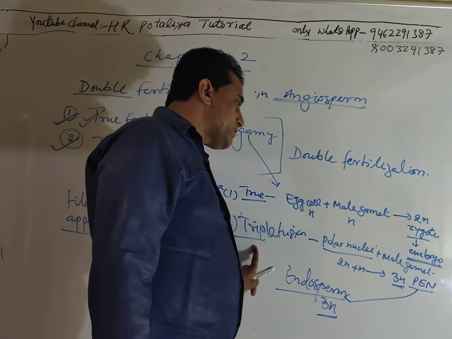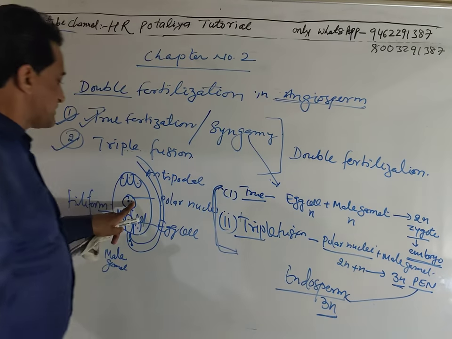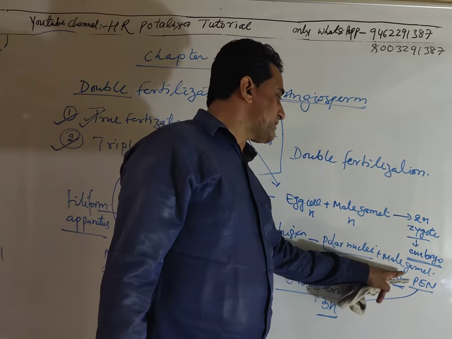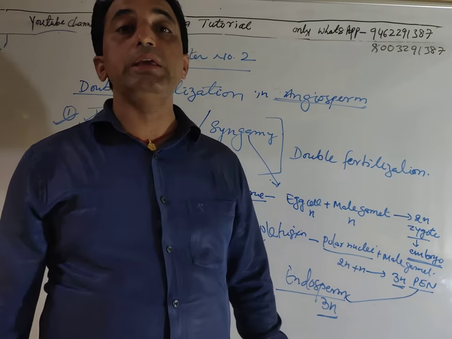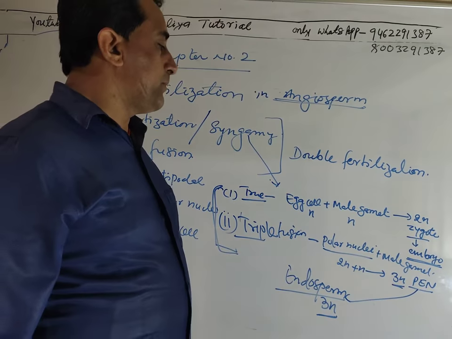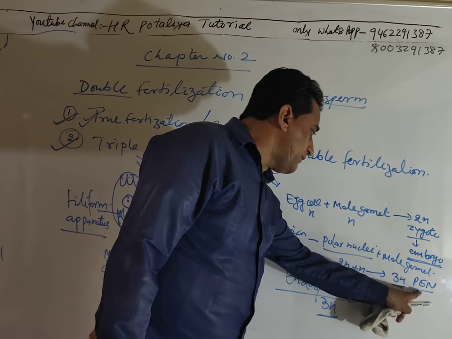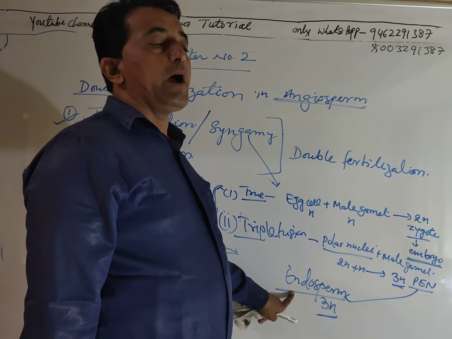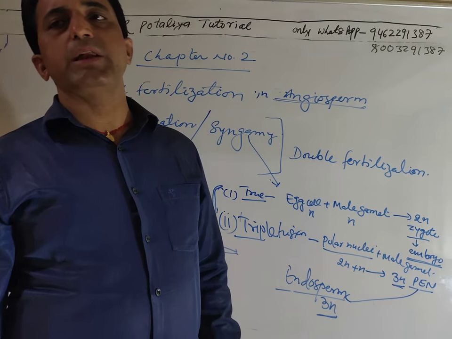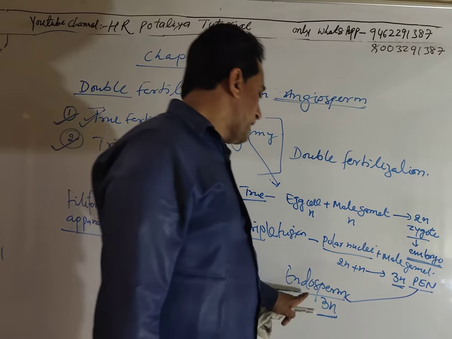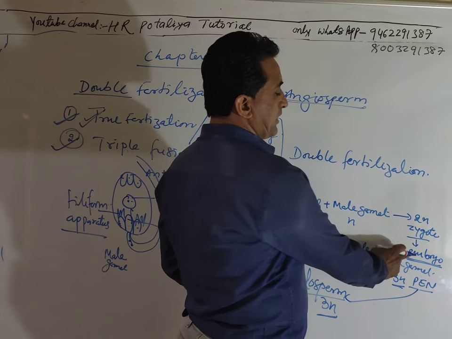Next, triple fusion. The polar nuclei, that is a diploid middle cell, and the male gamete, that is haploid, 2N plus N is equal to 3N, and the forming cell is known as the PEN, primary endospermic nucleus. After division, the cell forms the endosperm. Endosperm is hybrid in nature. Male and female both characters will be there, as well as vigor. And that provides the nourishment, the nutrient, for the developing embryo.